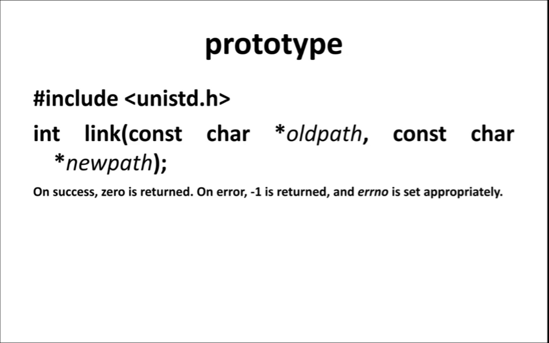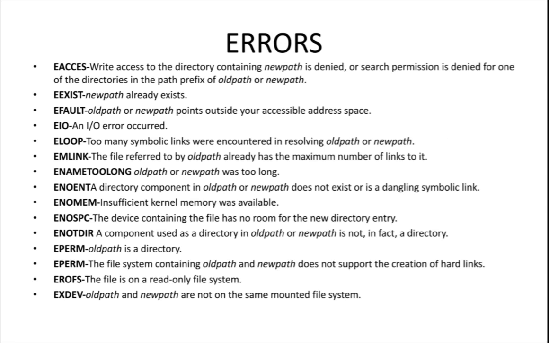If the new link is created for the existing file, 0 will be returned. If it is an error, then -1 will be returned. And if it's an error, we have to set the error number. Based on that error number only, the diagnostic messages will be displayed to the particular user. Now we will see what are the different types of error status that can be displayed for a user.